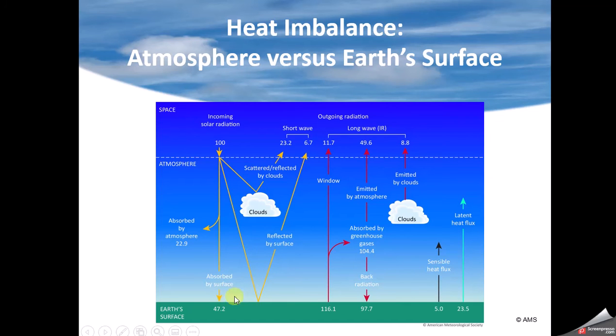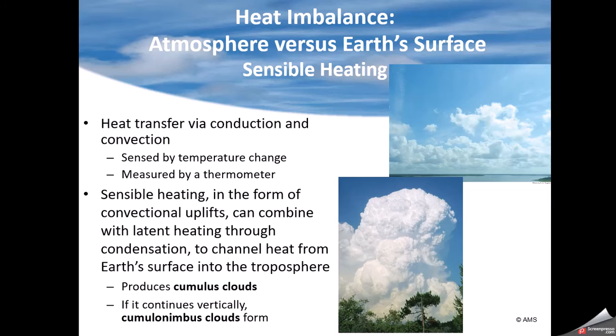Where'd all the other 53% go? Some of it went into the atmosphere, 22%. Some of it's reflected back out. Some of it goes back into the atmosphere, it gets reabsorbed and comes back into greenhouse gases. So all this complex radiation balance has to be accounted for to understand how temperatures change.